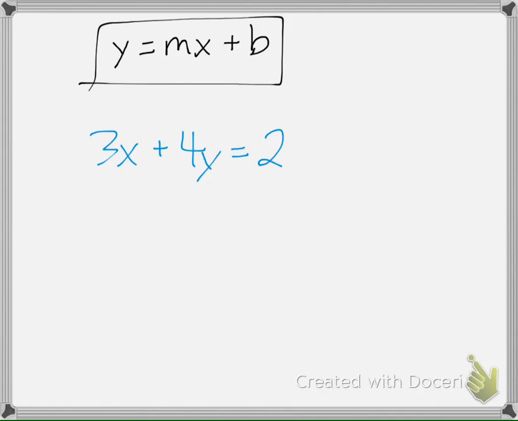Let's say I have this equation here. If we want to find out whether or not this is a linear equation, all I have to do is try and solve for y. So if I want to solve for y, what's the first thing I need to do here? Get rid of the 3x, and since it's positive, that means I should subtract it. So I get positive 4y equals negative 3x plus 2.